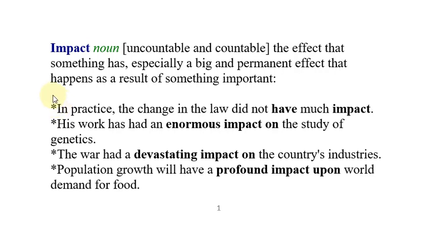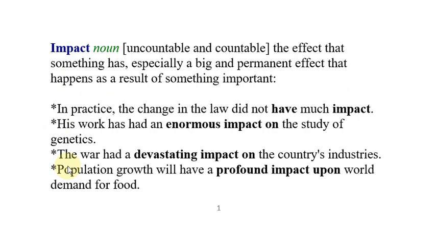Let's get to the first sentence. In practice, the change in the law did not have much impact. Have much impact. His work has had an enormous impact on the study of genetics. Again, you can see impact on. The preposition we use after impact is on, and enormous impact, this is the collocation. Next one, the war had a devastating impact on the country's industries. Devastating is something bad or something negative.